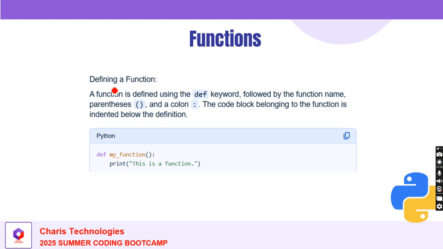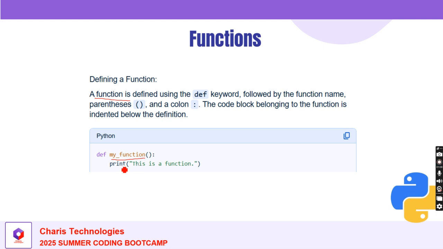So defining a function, that's when you want to create a function, you define it with the keyword def. Remember, keywords are words that you cannot use as a variable name or as the name of any identifier. So you use def, then you put the name of your function. For instance here, def my function, then you put the parentheses and then you put a colon.